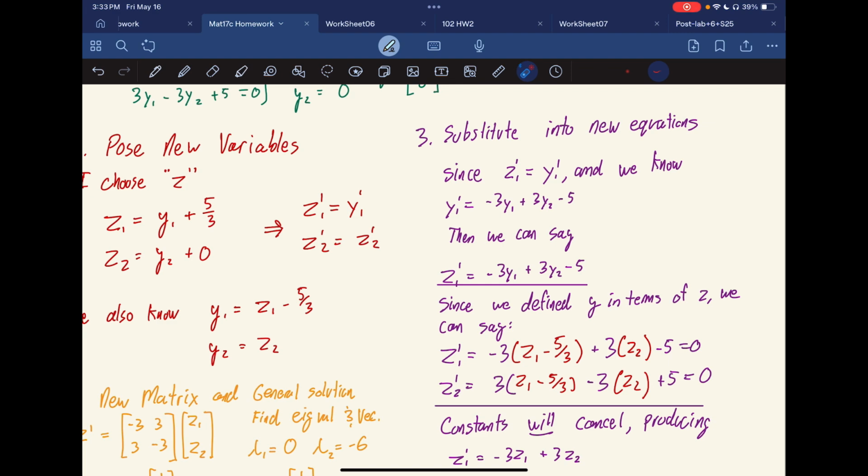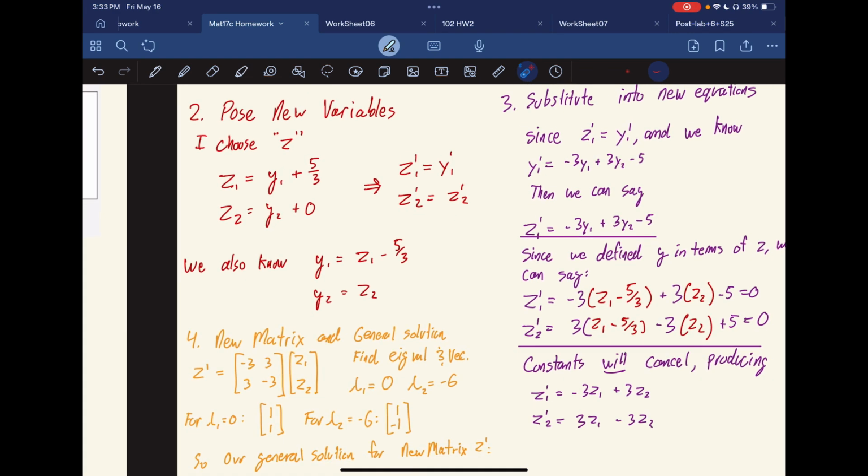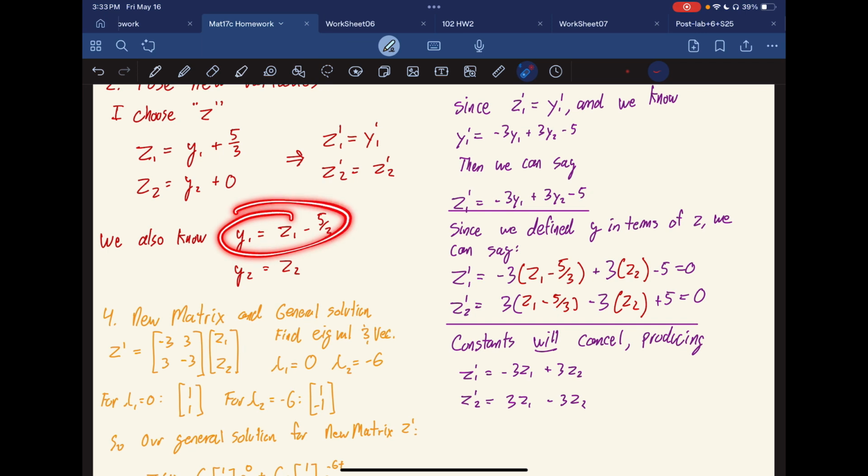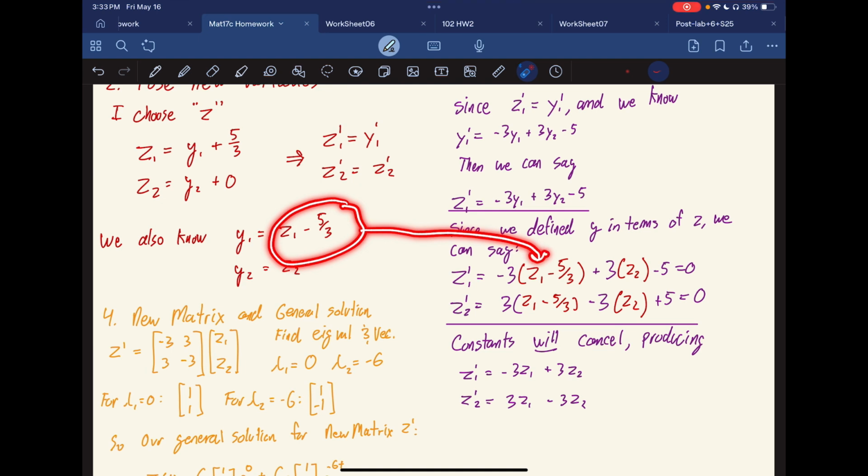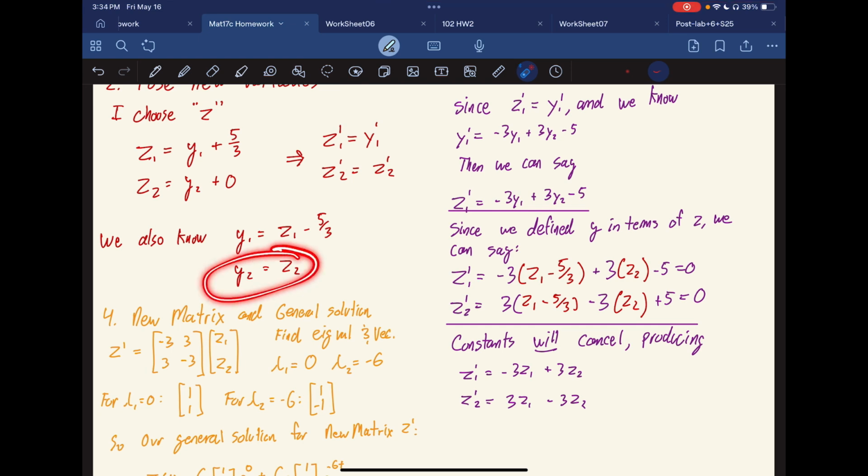Doesn't really do anything. Well, remember that we also defined y1 and y2 in terms of z. So after we do that, we can turn y1 into z1 minus 5 over 3, plus 3 times z2, using this. So I took this and plugged it right here because it satisfies this. Likewise, we also know y2 is equal to z2, right here. We can plug that into right here.